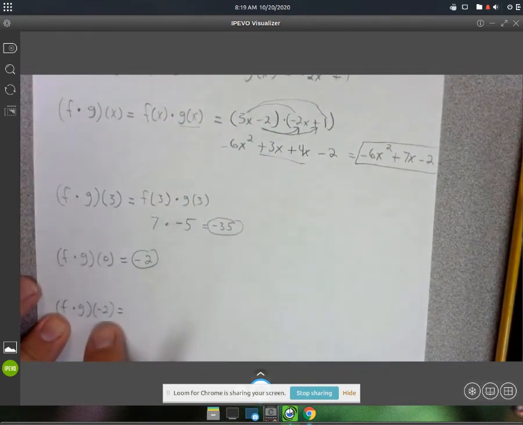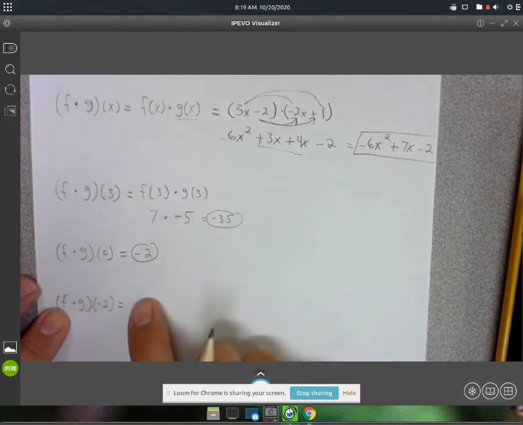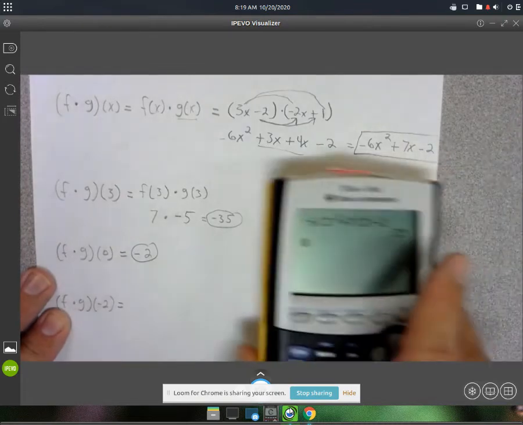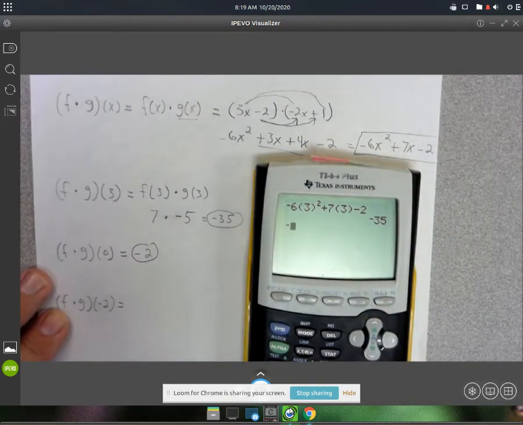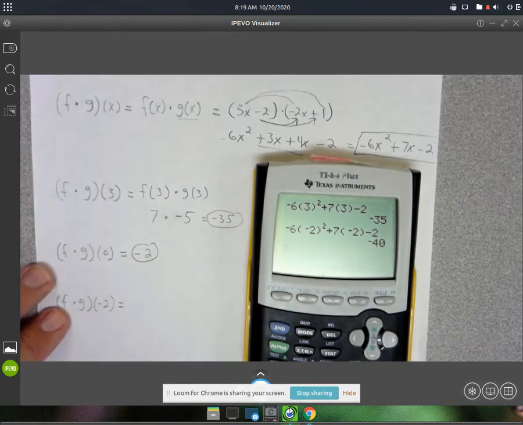F times g of negative 2. So we could do f of negative 2 times g of negative 2. I'm just going to plug in negative 2 for our function here. So negative 6, negative 2 squared, plus 7 times negative 2, and then minus 2. We get negative 40.